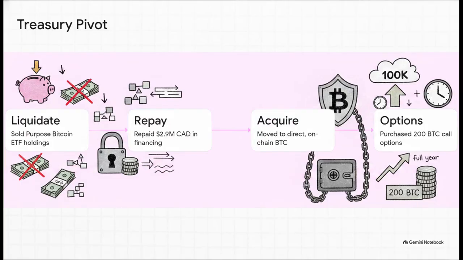Let's look at a prime case study of how smart money is operating right now, 66 Capital. They completely pivoted their treasury strategy. They didn't just sit on their hands, they actively restructured. First, they liquidated their ETF holdings and repaid their debt. Then, they moved to acquire direct on-chain Bitcoin for absolute custodial control. And finally, they purchased high strike call options for 200 Bitcoin at a $100,000 strike price extending out a full year. This is smart money extending their long upside duration, betting heavily on continued structural growth.